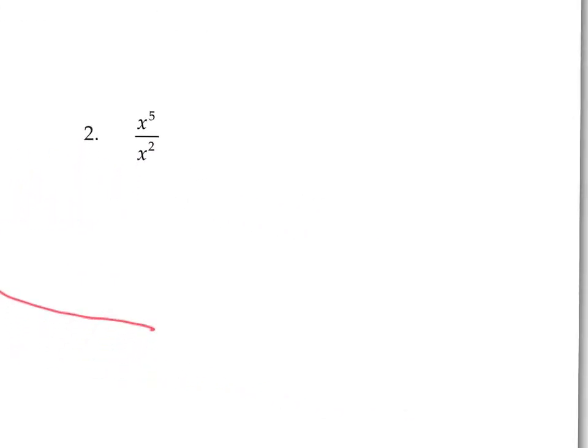On number 2, I have a base of x. If I subtract the exponents, 5 minus 2, I get an exponent of 3. So when you're dividing the same base, you can just subtract the exponents.